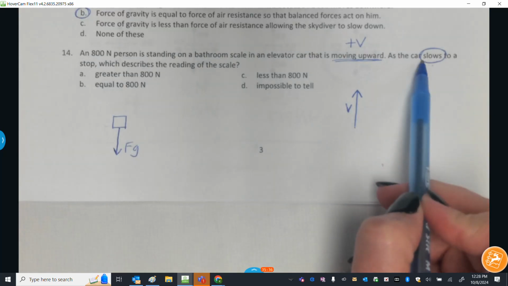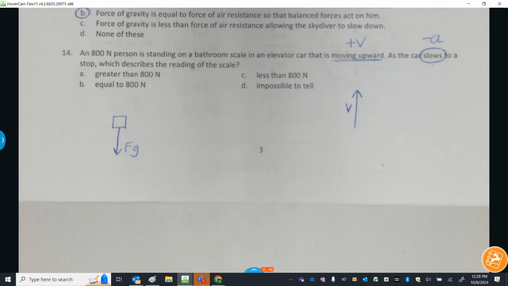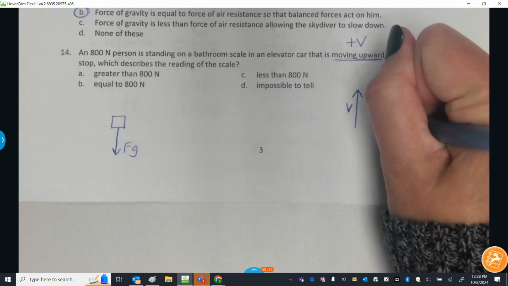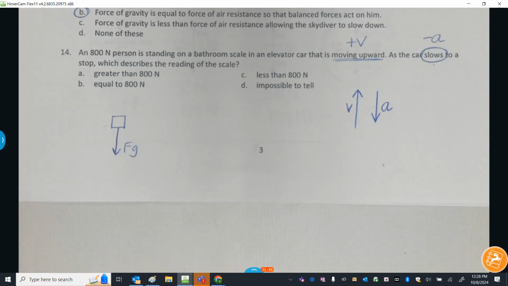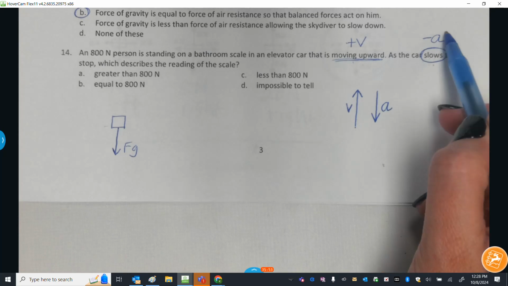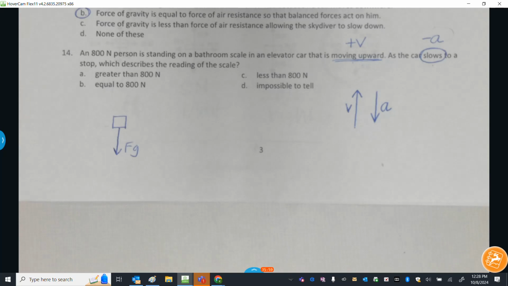So this is a positive velocity. The fact that it says I'm slowing down means that my acceleration has to be opposite. My acceleration has to be negative. Okay, so my acceleration is going this way. That's the only reason it would slow down, is if they're in opposite directions. So you do actually need both of these pieces of information so you can get this. Okay, so my acceleration is this way, and guess what? If my acceleration is down, then so is my net force.